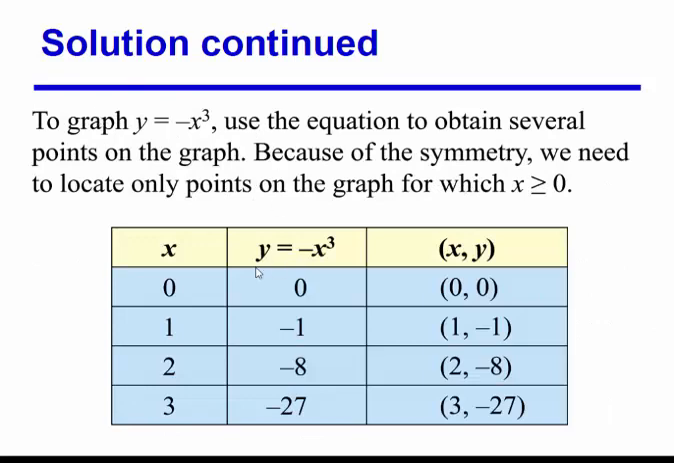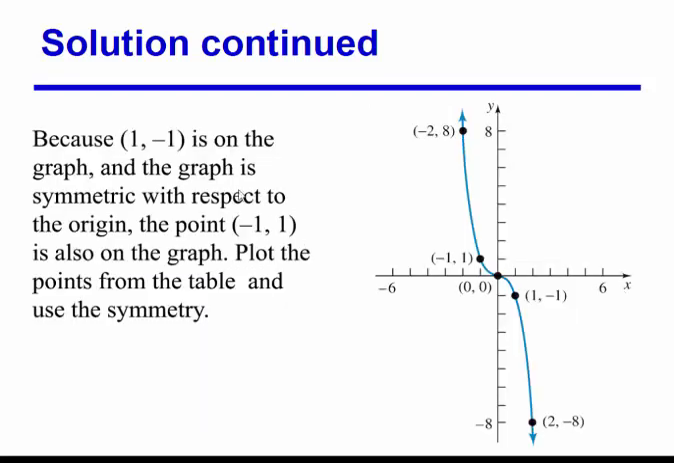So now we're going to go ahead and create a table of values. Now, because of the symmetry, we need to locate only points on the graph for which x is greater than or equal to 0. And so, because 1, -1 is on the graph, and the graph is symmetric with respect to the origin, then the point -1, 1 is also on the graph.